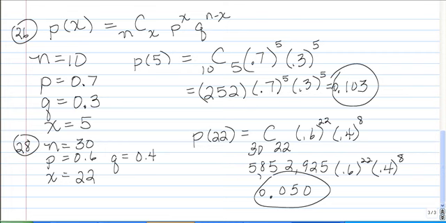All right, let's stop with that one, and I'll do a couple more examples where we're actually having to add some of these numbers together.